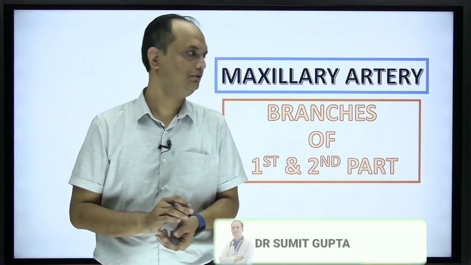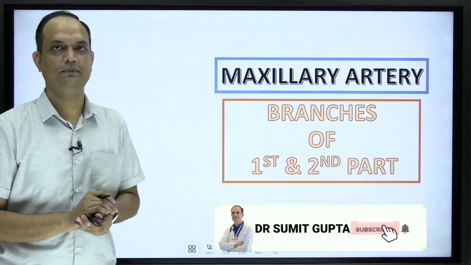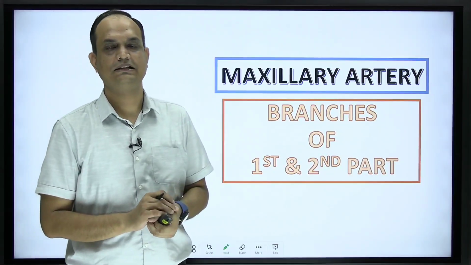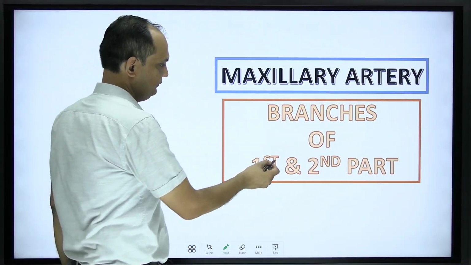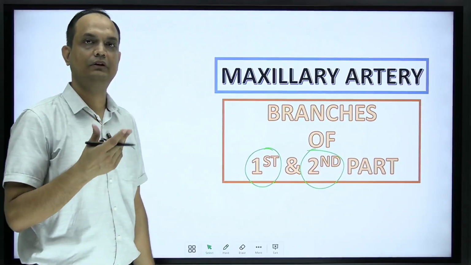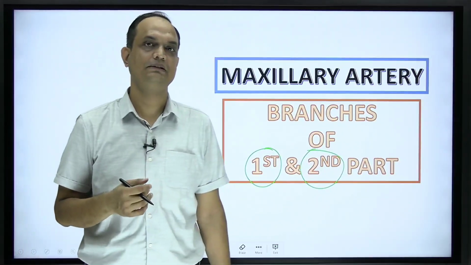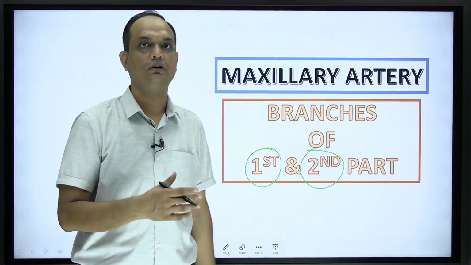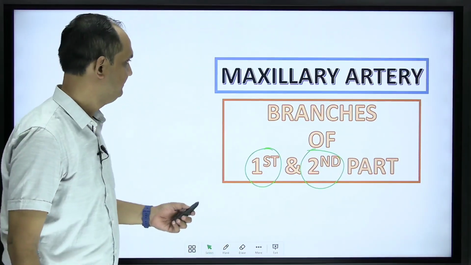Hello students, today we will discuss the anatomy of the maxillary artery. Now in today's lecture we will discuss only the first and second part of this artery, because you will realize that there are three parts of the maxillary artery, part 1, part 2 and part 3. So we will have a separate lecture on the third part of the maxillary artery.